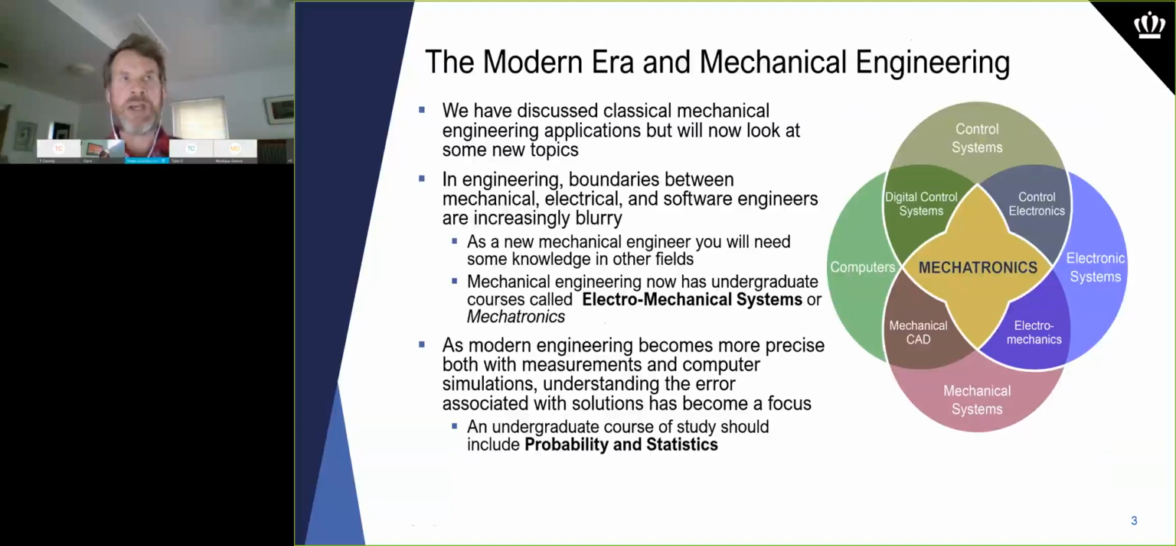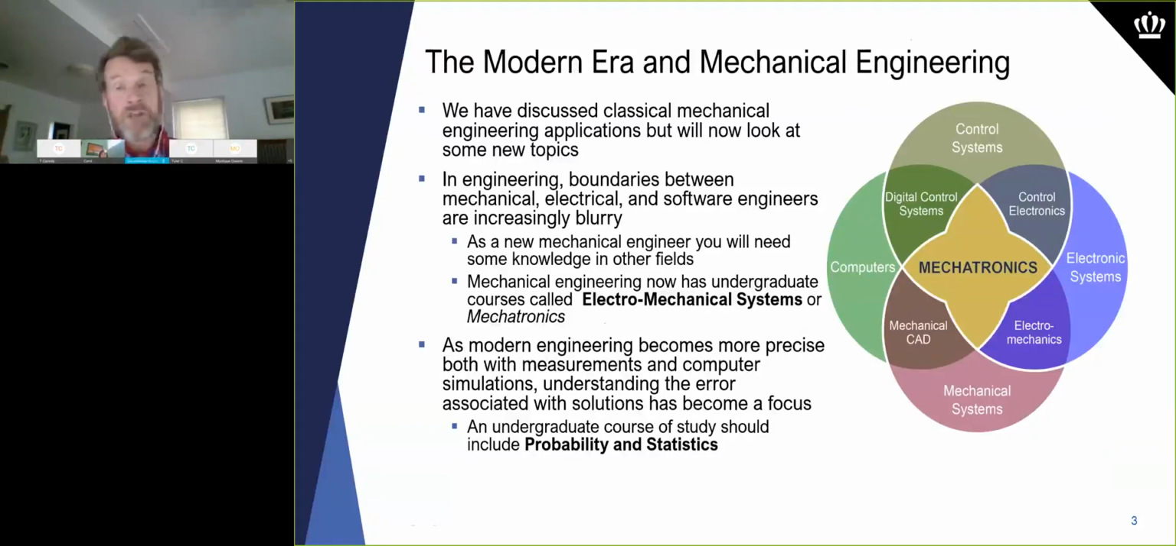So when we look at something like a robot, it involves mechanical parts or machine elements, but it also involves things like motors and control systems, which are electronic parts. So you can see how we have this intersection of the disciplines. In the center there, we label this mechatronics. More and more these days, we need to be able to do all of these jobs.